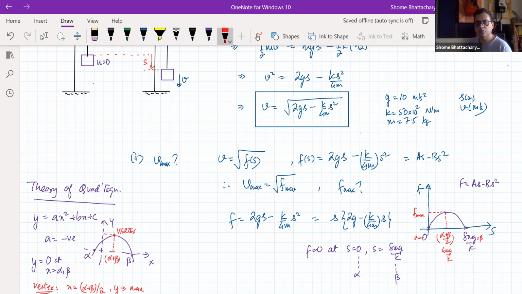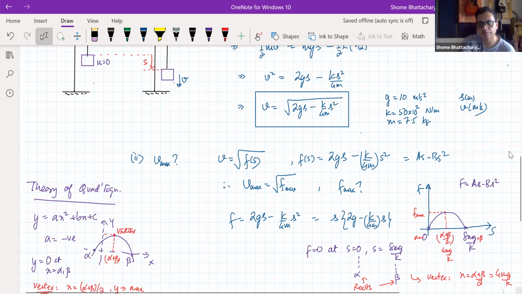So you can see that the roots of the equation are this and this. So the vertex is at x equal to 4 mg by k. This tells me that this function is maximum at which value of s? At the value of s equal to 4 mg by k. Okay, so hope this is clear to all of you. This is making sense also.